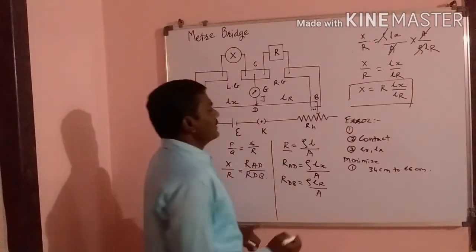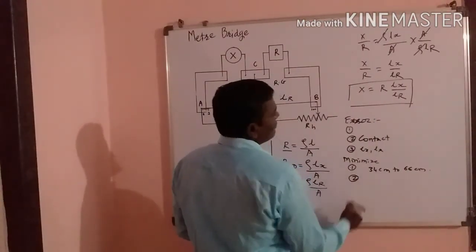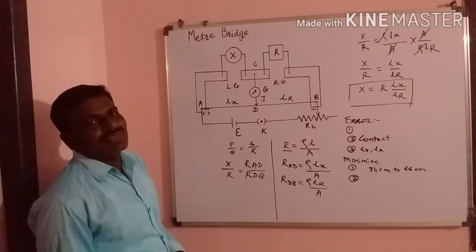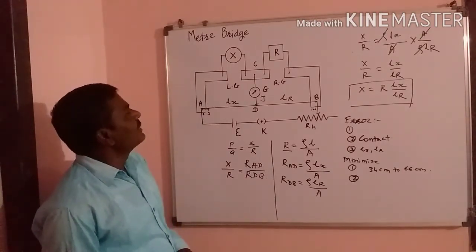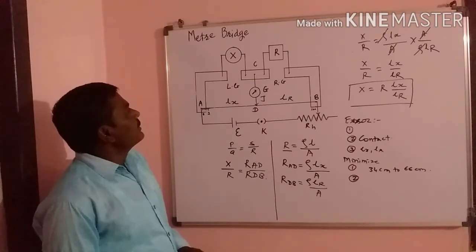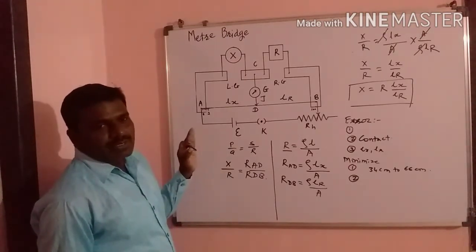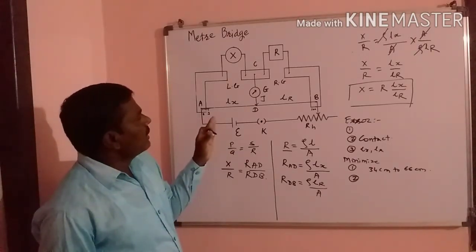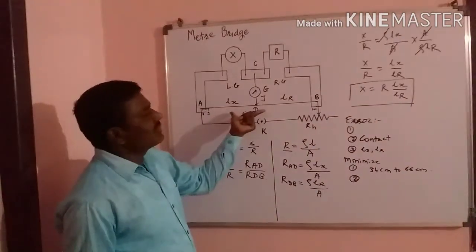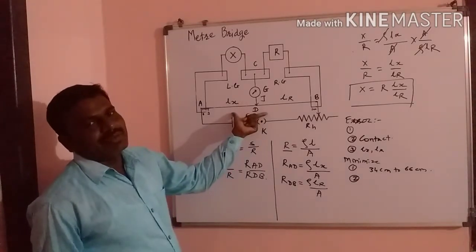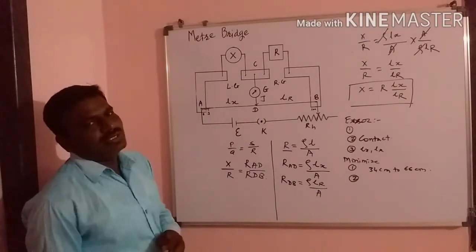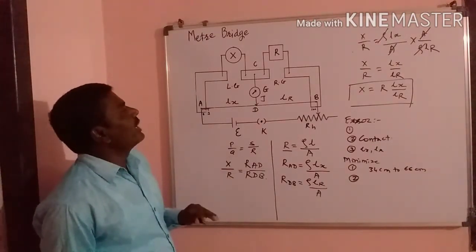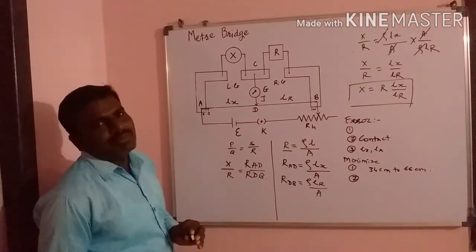Second, repeat the experiment by interchanging the positions of the unknown resistance and the known resistance. Third, the jockey should tap on the wire and not slide on it. Using these points, we can minimize the error of the meter bridge.